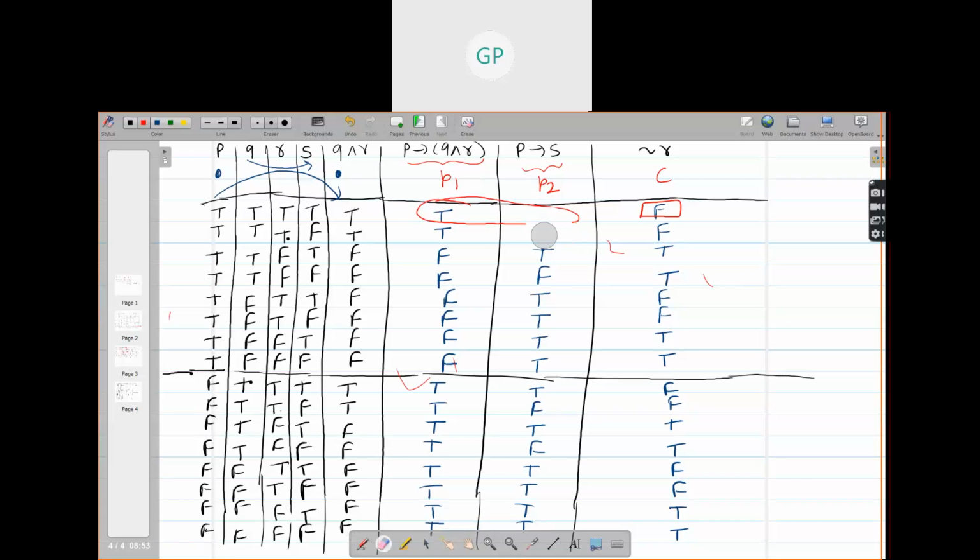P implies S, right? It is not Q implies S, right? Yes, ma'am. I told you to make Q implies S. Sorry, it should be P implies S. First and fourth column. So what is the answer? Can you tell me? T F, first and fourth column. T F, T F, T F.